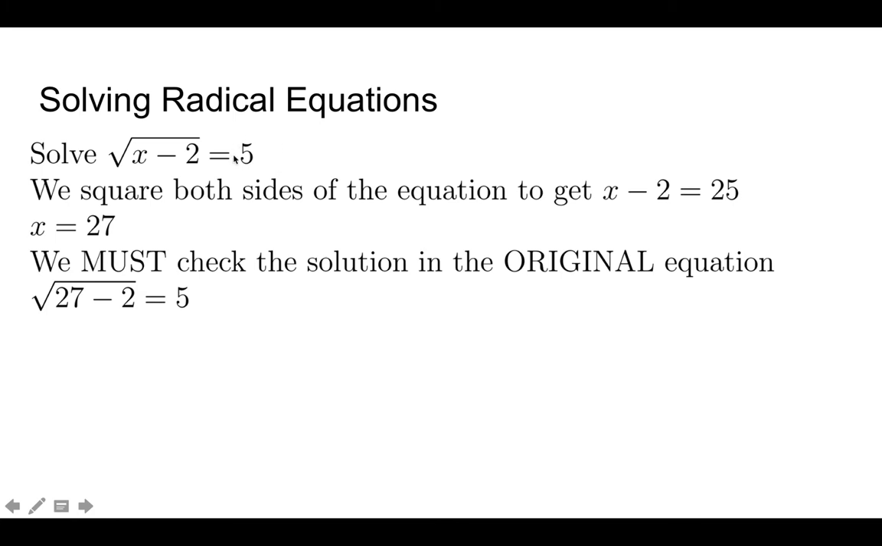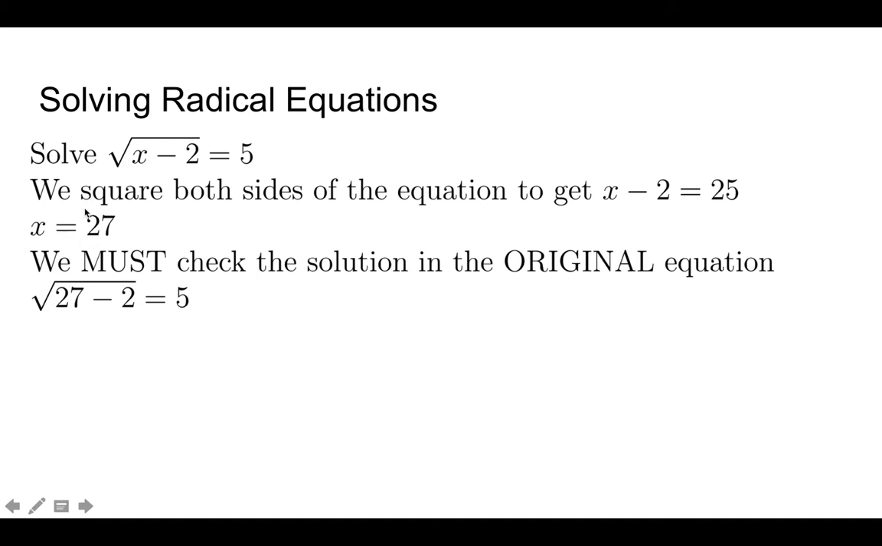That's my first goal. Now I want to make this square root disappear. Well, what's the opposite of square rooting something? Squaring something. So we're going to square both sides. Squaring the left side, square root of junk squared is just junk. Square the right side, 5 squared is 25. So we get x minus 2 equals 25. Add the 2 over, we get x equals 27.